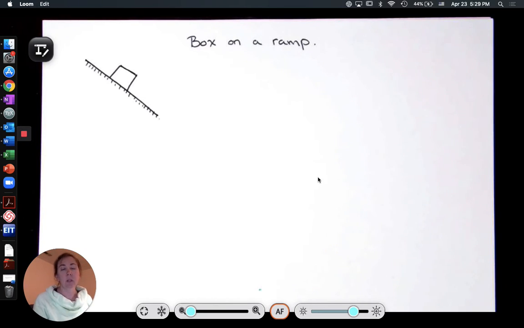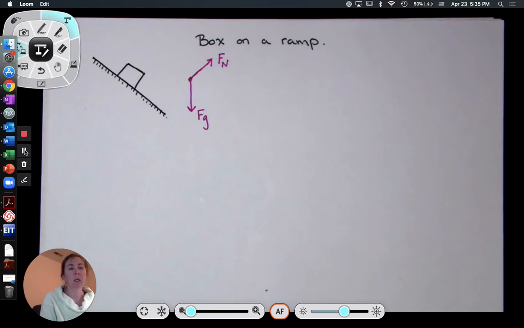So the first thing that I want you guys to do is I just want you to draw a free body diagram of the box on the ramp. Go ahead and pause the video and draw yourself a free body diagram. If you have these two forces, you're off to a good start.